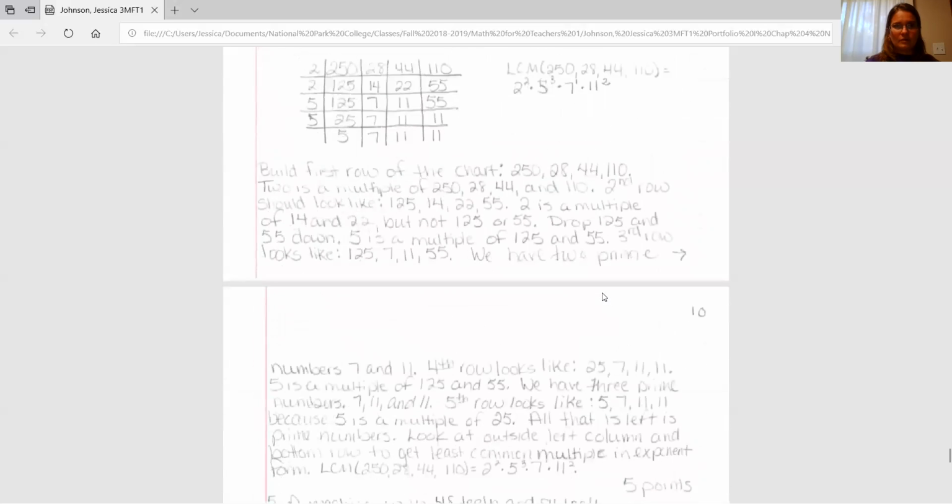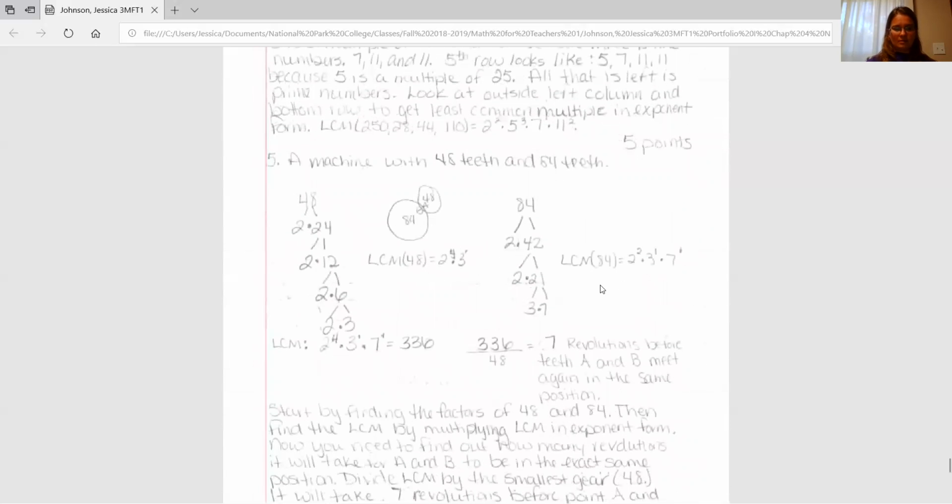And then let's look at the gear problem. So we have a large gear of 84 teeth and a small gear of 48 teeth. How can we figure out when point A and point B will meet again? How many rotations will it take? Factor out 48: 2 times 24, 2 times 12, 2 times 6, 2 times 3, until you come to your prime numbers, because they can't be factored out anymore. The prime factorization of 48 is 2 to the 4th power times 3.